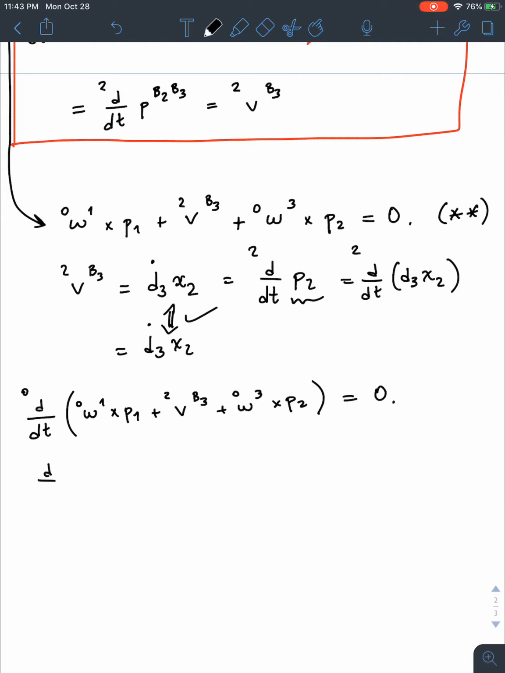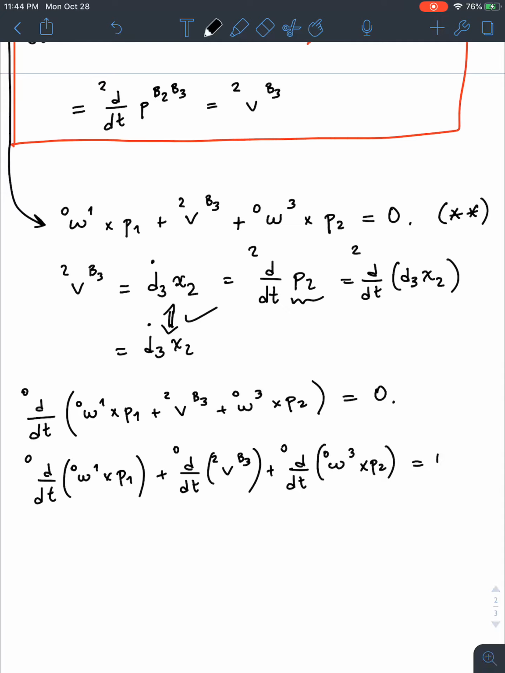So let me distribute the derivative on each term here. That's the starting point. Now I'm using the Leibniz rule, or the product rule of differentiation here, to differentiate the cross product. Now this is the derivative of the vector p1 in the zeroth frame, and we have already done that in the velocity level analysis. I can just copy my stuff from earlier.